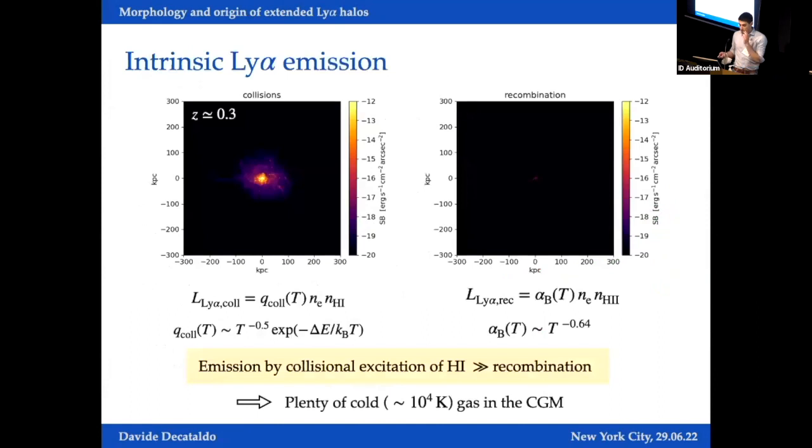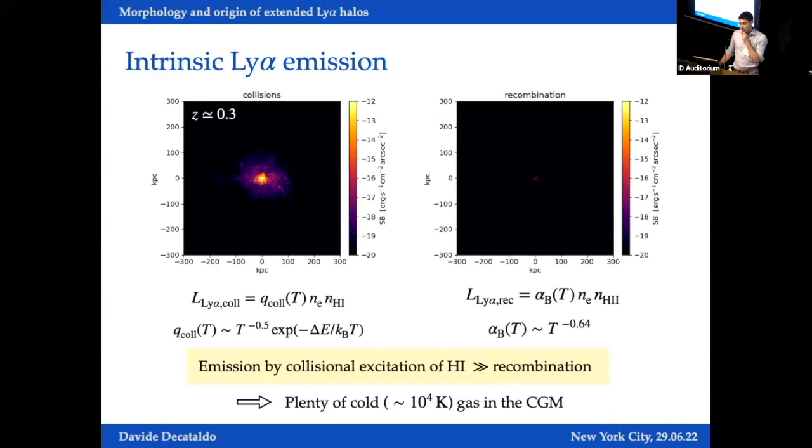So putting all this together, now we can finally apply everything to our simulation, which in this case is ARIS-2K. Starting from the intrinsic emission, as I mentioned at the very beginning, we have a collision term responsible for the excitation of hydrogen and the recombination term. We can see immediately that basically recombination doesn't count almost anything.